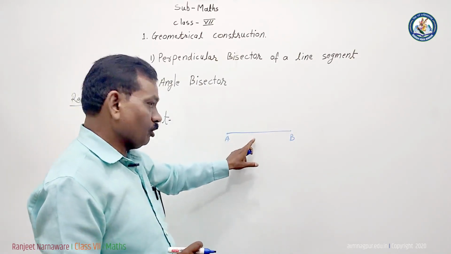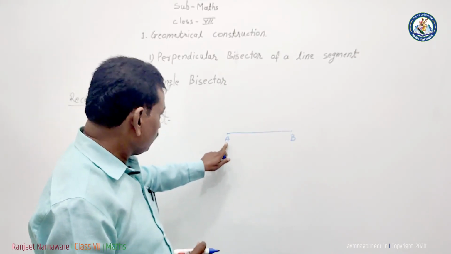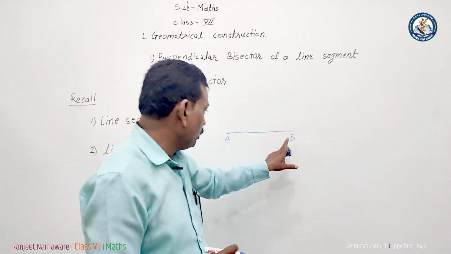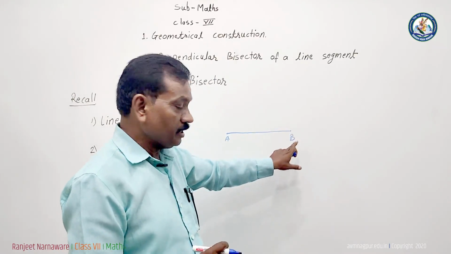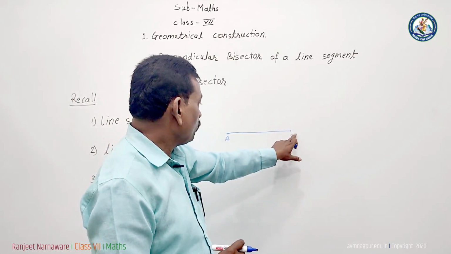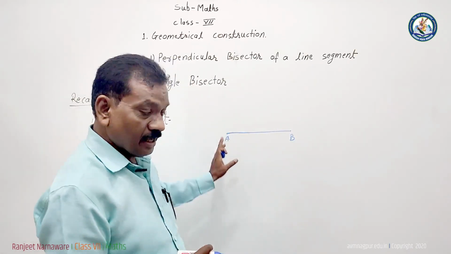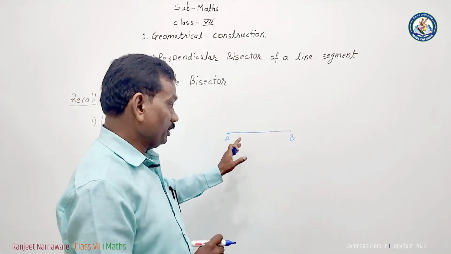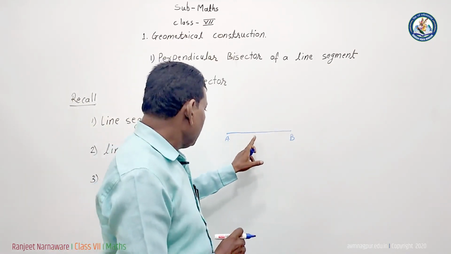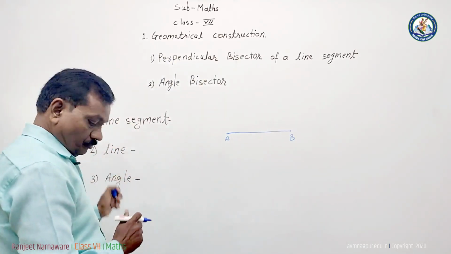It has some components. Point A is the end point of this line segment and point B is also the end point of line segment AB. This means that a line segment has two end points. It has length.